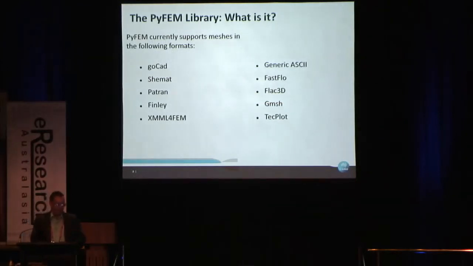Currently, the library supports, well, the first one was GoCAD, because it was originally called GoCAD to XML, because I was converting GoCAD type binary files into an XML format so that we could easily read them and then convert them to something else. But since then, we've added quite a few converter classes. SheMat is a chemical modeling package. Patran is a model builder, a mesh building package that's often associated with other packages such as Abaqus.